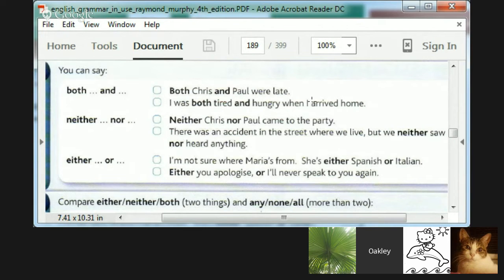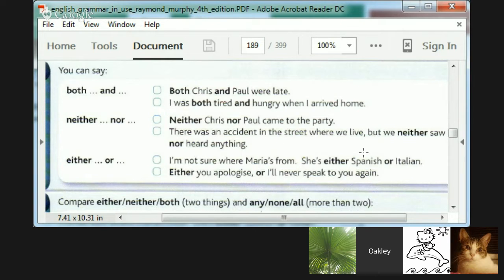Both Chris and Paul were late. I was both tired and hungry when I arrived home. Fine. Neither nor. Neither Chris nor Paul came to the party. Okay, neither, of course, I haven't said it, but hopefully it's obvious. Neither is the negative.